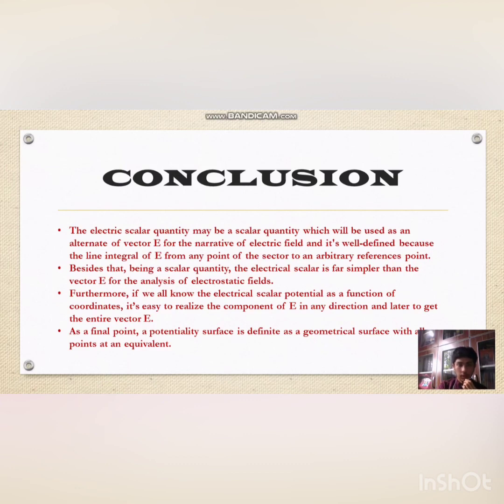Besides that, being a scalar quantity, the electric scalar potential is far simpler than the vector E for the analysis of electrostatic fields. Furthermore, if we know the electric scalar potential as a function of coordinates, it is easy to find the component of E in any direction and later to get the entire vector E. As a final point, an equipotential surface is defined as a geometrical surface with all points at an equivalent potential.